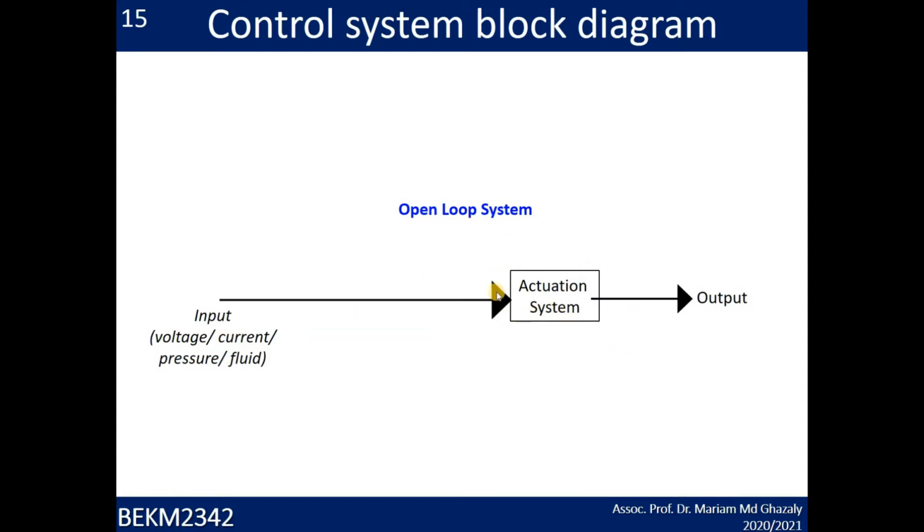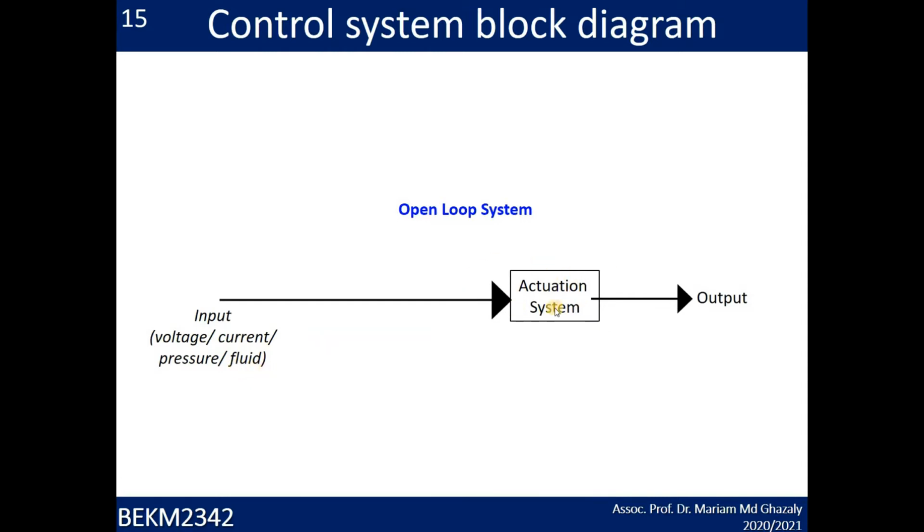The input to the actuation system is the input signal that actually moves the system. It can be voltage, current, pressure, or fluid, depending on what type of actuator you're using. If it's an electrical actuator, the input will be either voltage or current. If it's a pneumatic actuator, then it will be compressed pressure, or if it's a hydraulic actuator, the input will be compressed fluid.